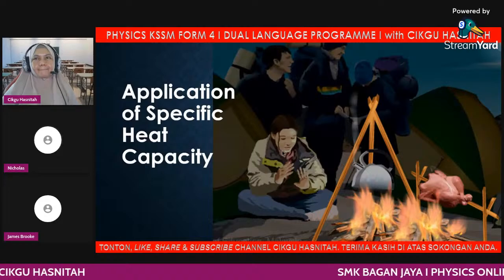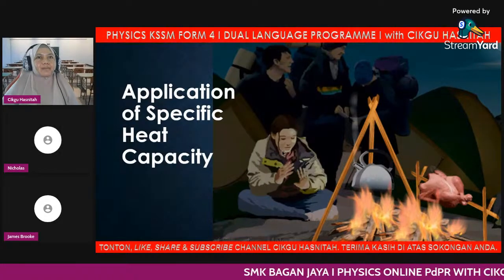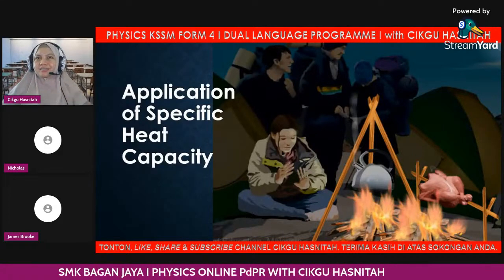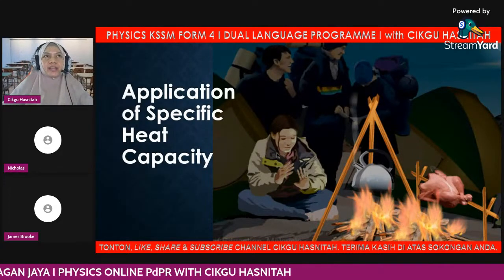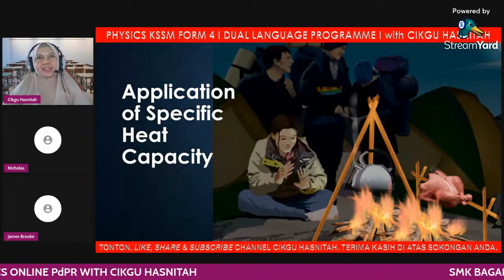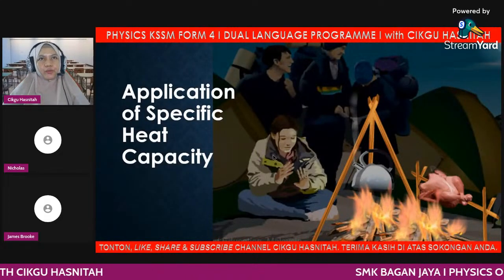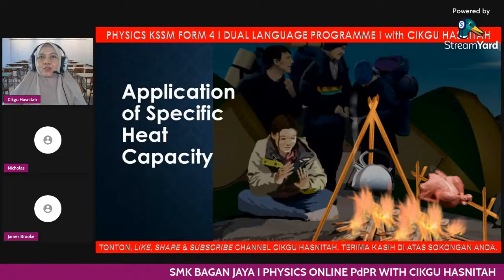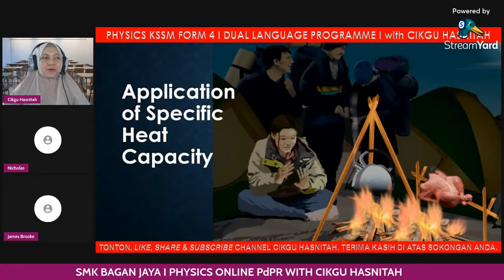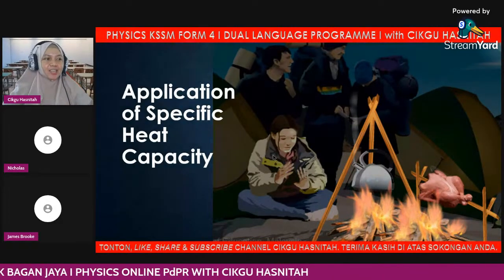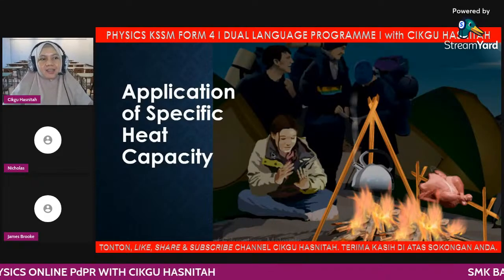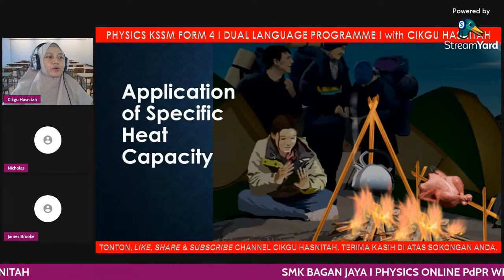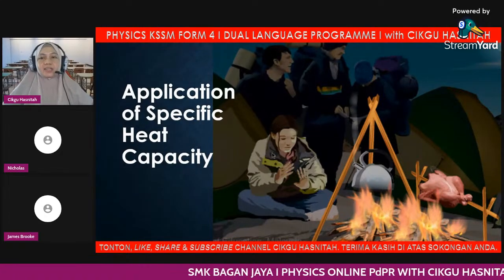Teacher, can we change the tissue paper to a plastic bag? Is plastic an insulator? Actually, you can use any kind of insulator. It can be polystyrene, it can be cloth, it can be newspaper. The condition is that it must be a heat insulator. As long as it is a heat insulator, we can use it; it is applicable.